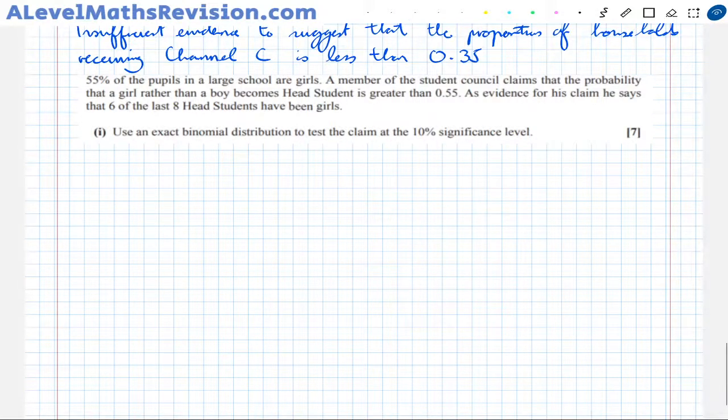So if boys and girls were equally likely to become head students, then because 55% of the pupils are girls, we'd expect 55% of all the head students to be girls as well, and 45% to be boys, i.e. in proportion to how many girls and boys there are. So if all is good in the world and girls and boys are equally likely to become head student, then the probability that a girl is head student is 0.55. We suspect it's greater than that. So let's go through all the steps.